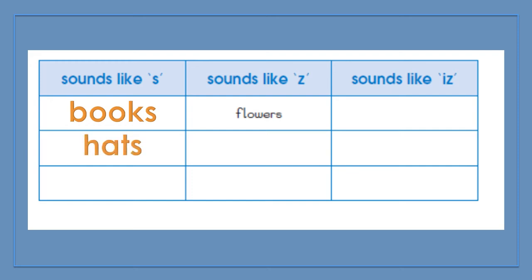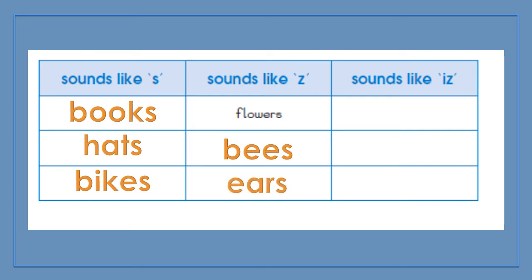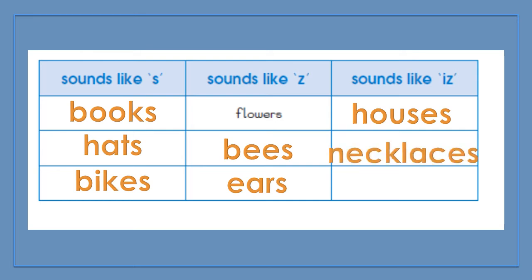Books, hats, bikes, flowers, bees, ears. Houses, is houses. Necklaces, says. Dresses, says. Okay?